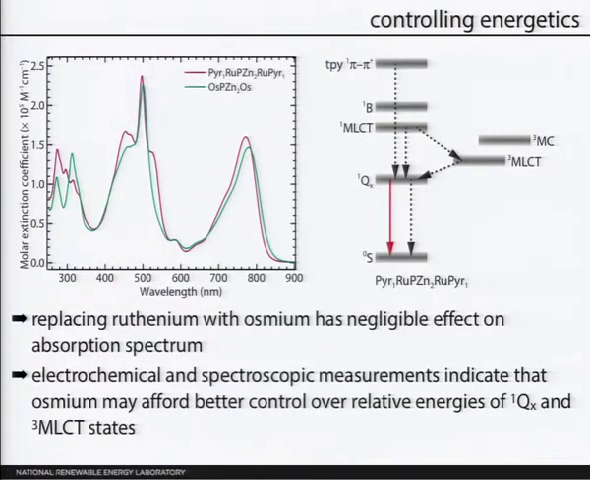We have a few different approaches to mitigating this issue. One is to replace the metal atom in the metal terpyridyl complex, and that may allow us better control over the relative energies of these systems. We can see that the absorption band is basically unaffected, but our preliminary experiments suggest that this does give us better control over the relative positions of these and maybe gives us a higher triplet quantum yield.